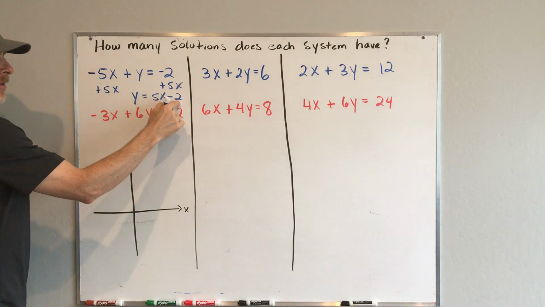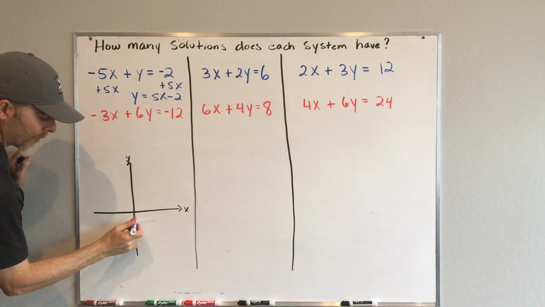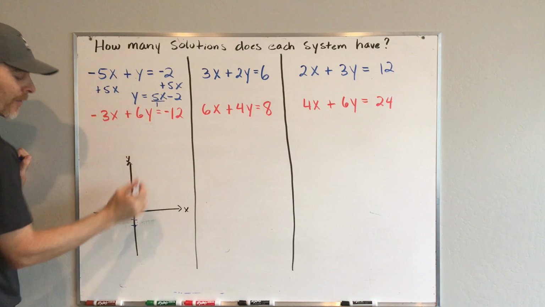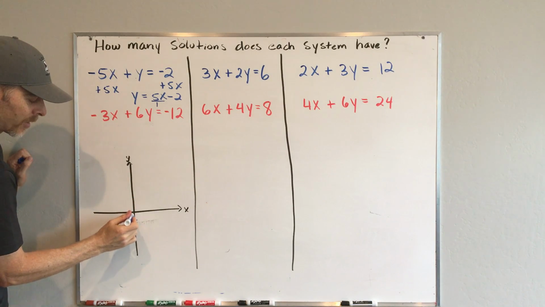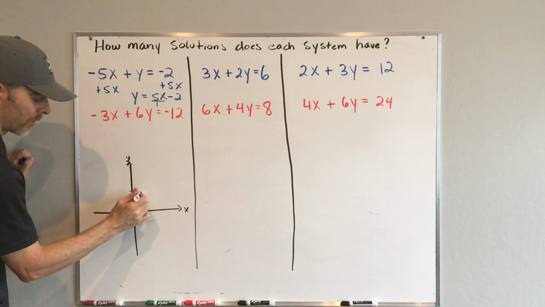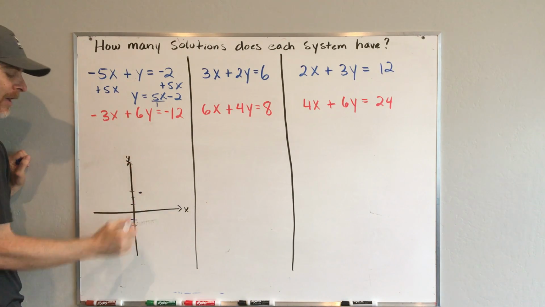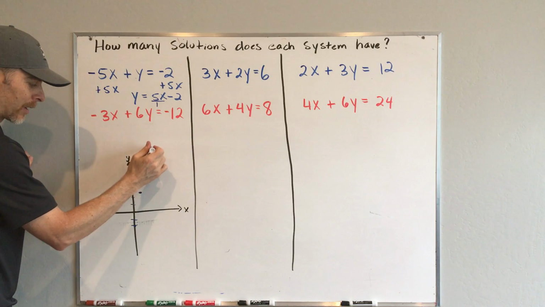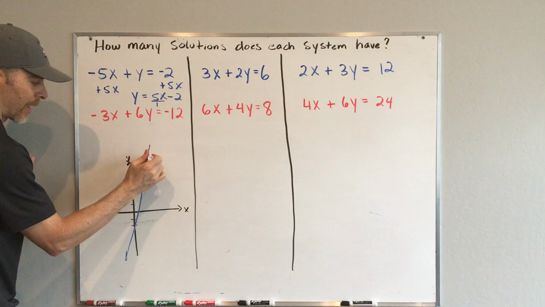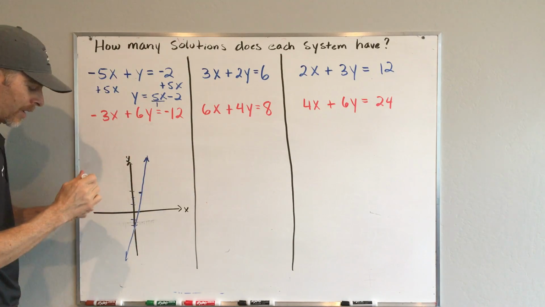Y equals 5x minus 2. The y-intercept is at negative 2. The slope is 5 over 1, so we're going to go up 5. 1, 2, 3, 4, 5 over 1. And if we keep going up 5 over 1, we'll get a line looking like that. All right?